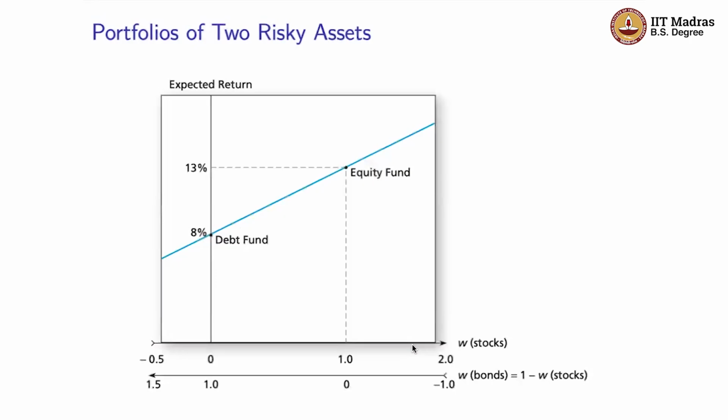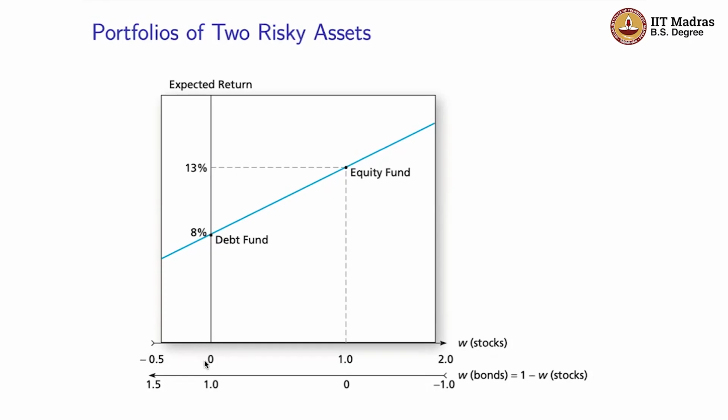We can also see these things graphically. Here on the y-axis, we have the expected return of the portfolio, and on the x-axis, we have the weight that we are giving to stocks. We could also rewrite the same thing in terms of weight given to bonds, because, for example, a weight of 0 to stocks would correspond to a weight of 1 to bonds, and a weight of 1 to stocks corresponds to a weight of 0 to bonds, and so on. It doesn't matter whether you have weight of stocks or weight of bonds on the x-axis, you just need to be consistent. So here, let's think about what happens if we have weight of stocks on the x-axis.